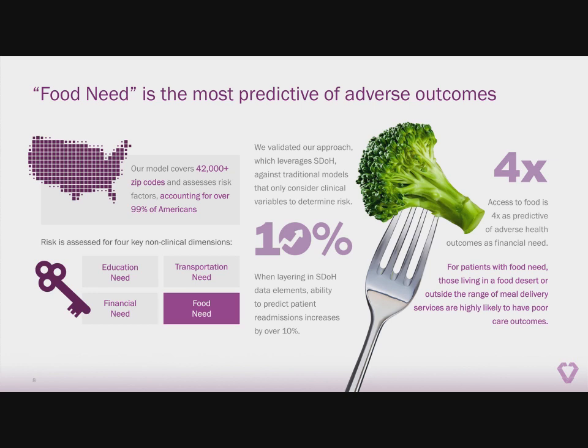And in particular, what we saw was that for patients with food need, those who live in a food desert or outside the range of a meal delivery service area are highly likely to have poor healthcare outcomes, and in particular, be readmitted to a hospital after an acute episode. And so as we think about the ways to best leverage our understanding of social determinants of health to drive better healthcare outcomes, we want to make sure that we're continuing to focus on the areas of greatest impact.